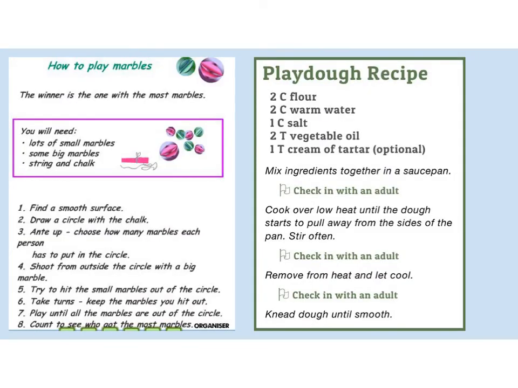So here's a little game for you, how to play marbles. Maybe you've got some marbles around your house. This is a type of functional writing. Might actually give you something to do. Also, I found a Play-Doh recipe. Ask your parents if it's okay to make this if you decide to, but that might be kind of fun for something to do too. Again, both types of functional writing.